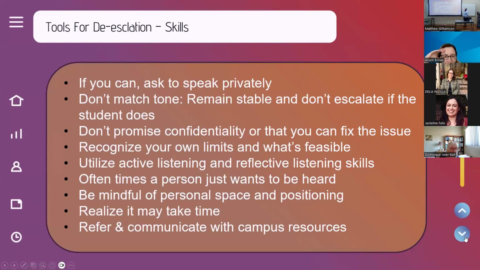The second one, don't match tone. A lot of times if someone does this, you want to go with them, right? We try to match that. Well, if you're gonna scream at me, I'm gonna scream at you. And what does that do?